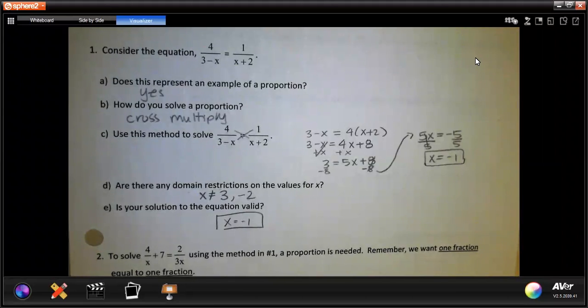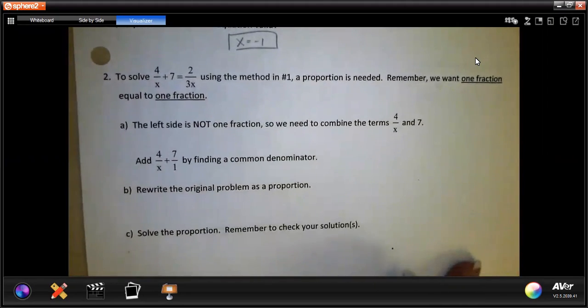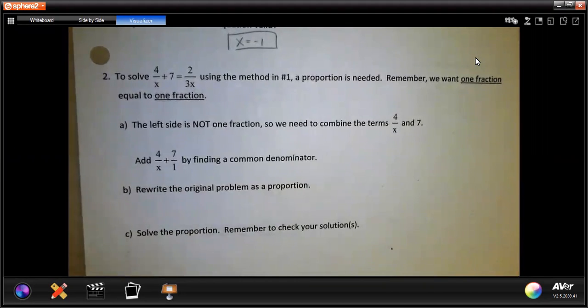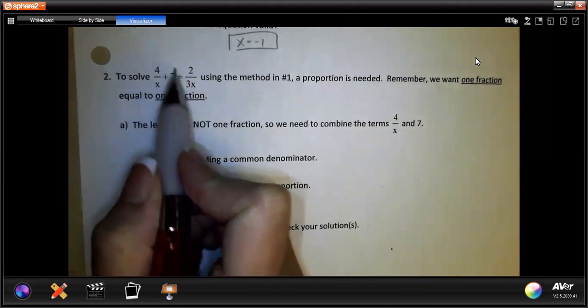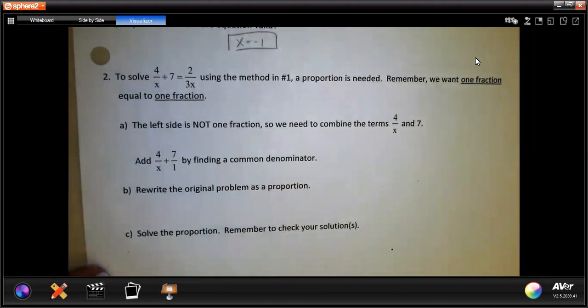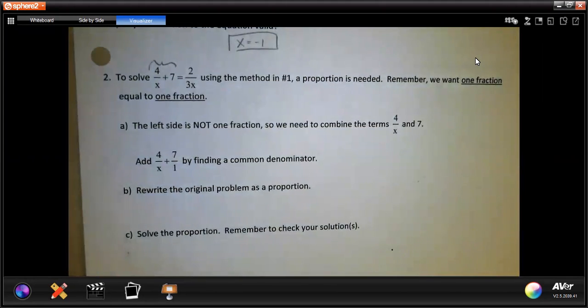All right, for the second example, we're going to use that same method of cross multiplication. But we said that we have to have one fraction on each side of the equal sign. In this case, that is not set up that way. We've got more than a fraction on this left-hand side. So the first step we would need to do is take these two and make them one fraction. And we did that when we added and subtracted last class. We put those two fractions to make one.